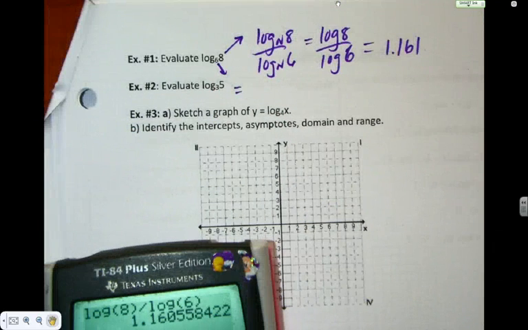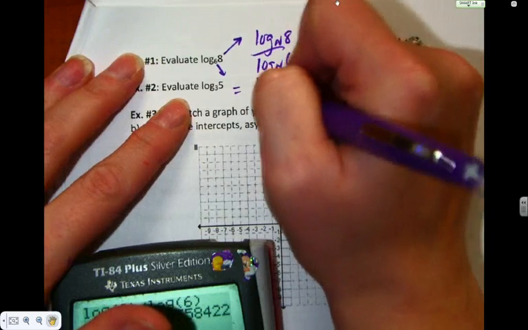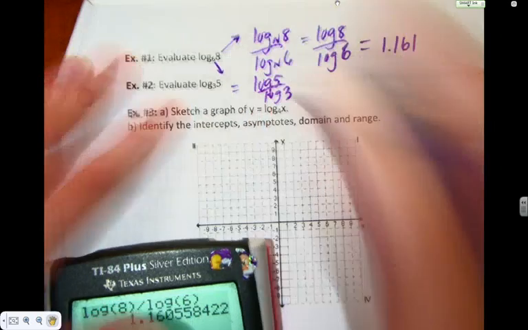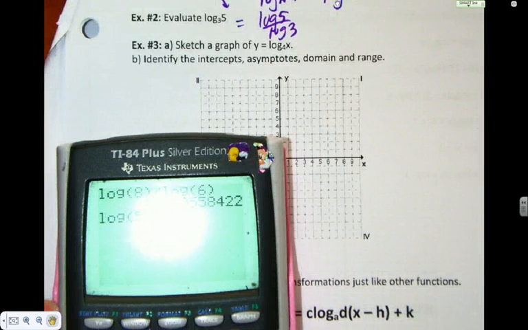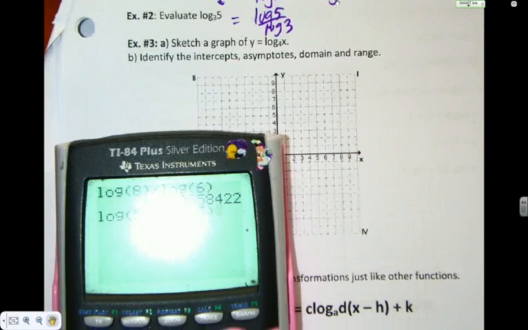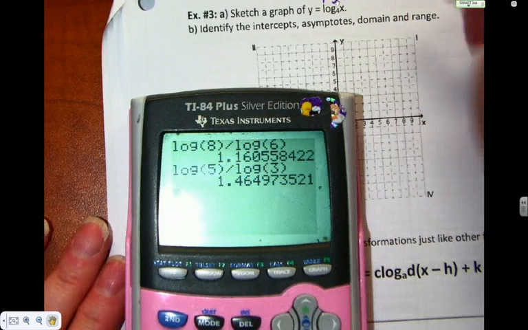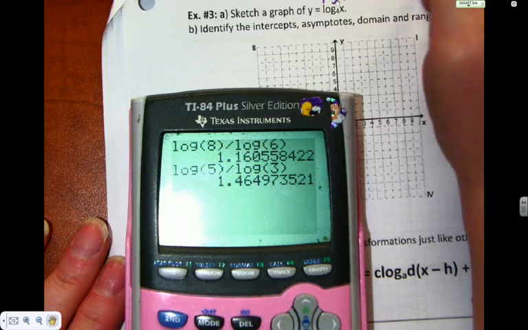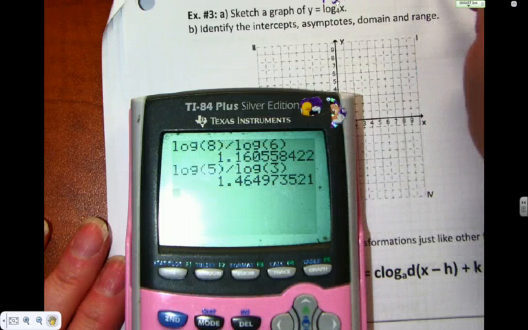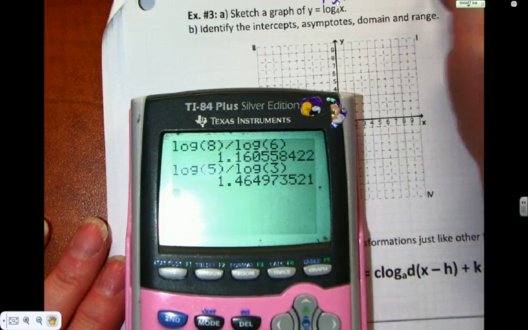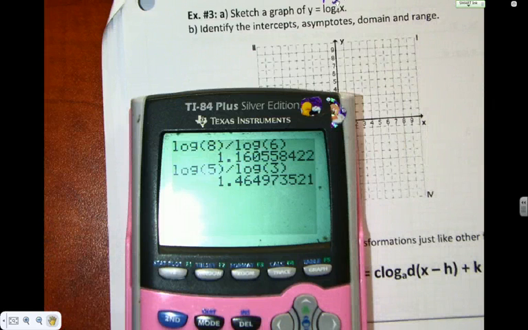Change of base theorem says I can put in any base I want. We're going to use our base of 10 for our calculator. So this is log 5 over log 3. Again, power goes up, base goes down. And we get, not a bad estimation, to 3 decimal places, 1.465.